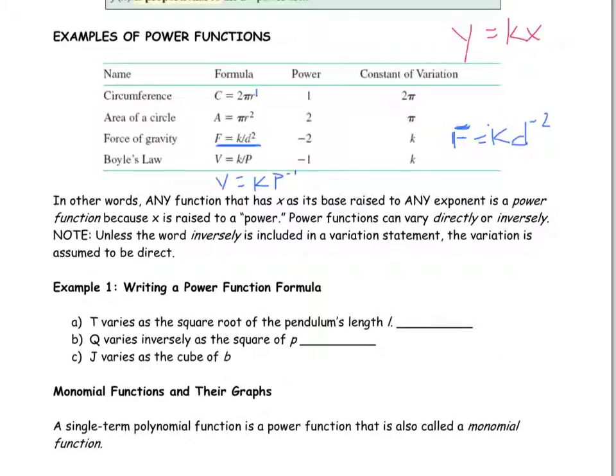An inverse variation is when you're dividing by your variable. So you're going to use some vocabulary and have to decipher how to write the equation. But right here, I need you to notice, it says, note, unless the word inverse is included in a variation statement, the variation is assumed to be direct.